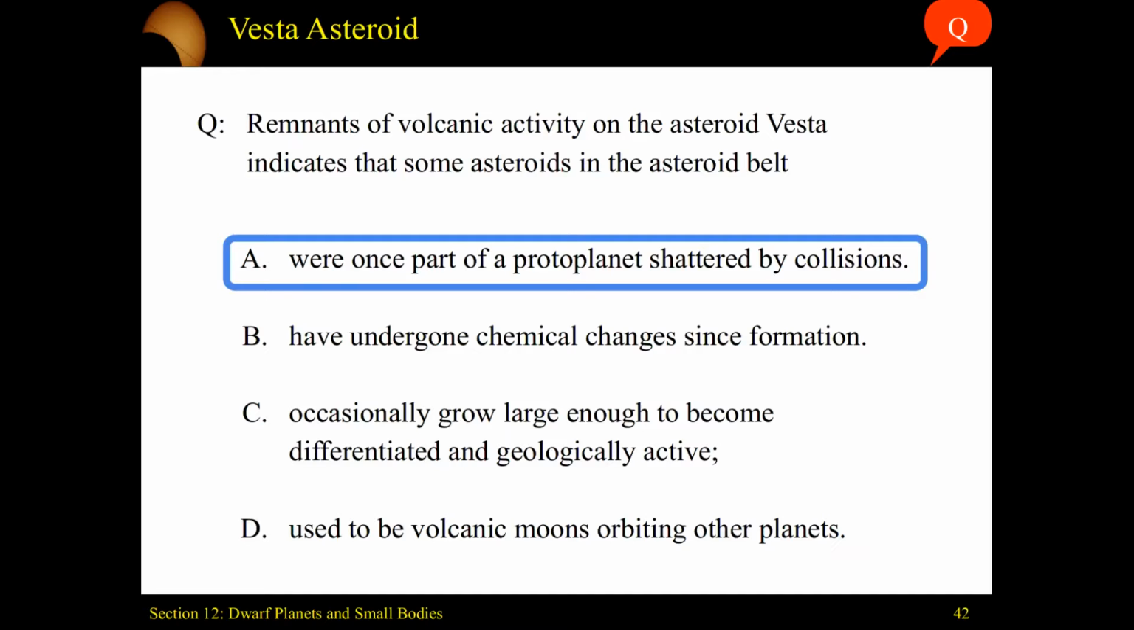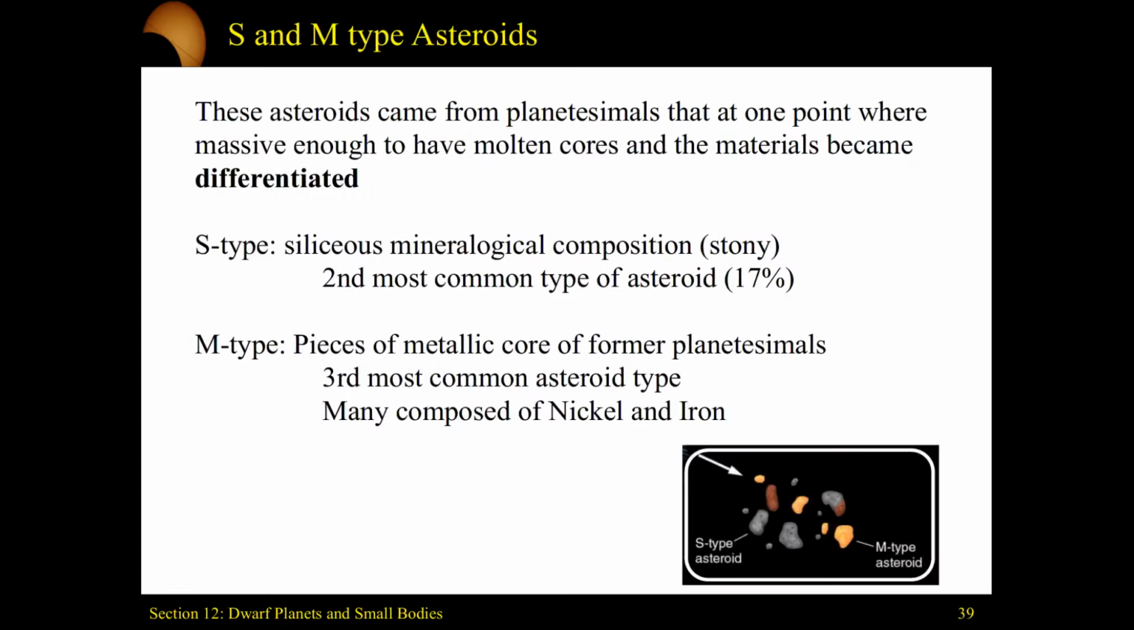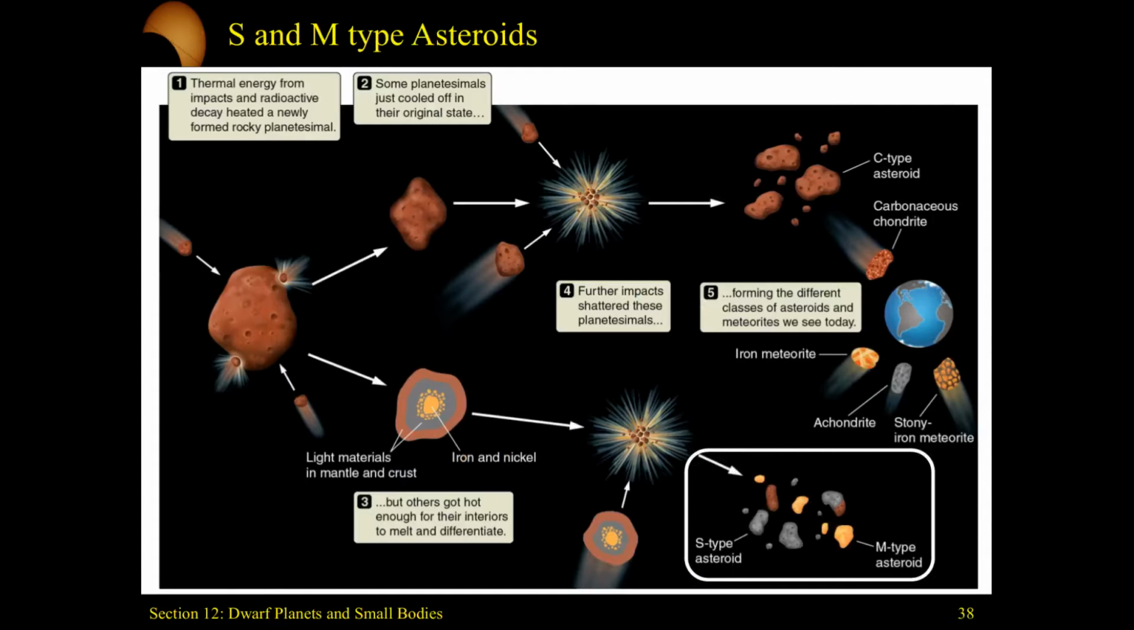Vesta was once part of a protoplanet that got shattered by collisions. Let me write a few slides back. And think back to our image here. These planetesimals, some of them got big enough to be in that hazy range between just being a big object versus a protoplanet. And if they smashed together, that could have obliterated this protoplanet. And so Vesta is very likely the remnants of one of these objects.